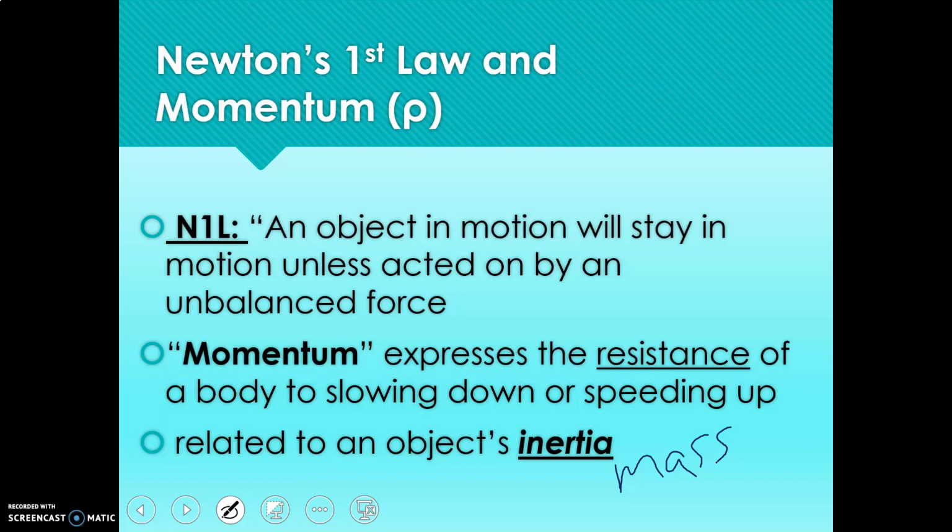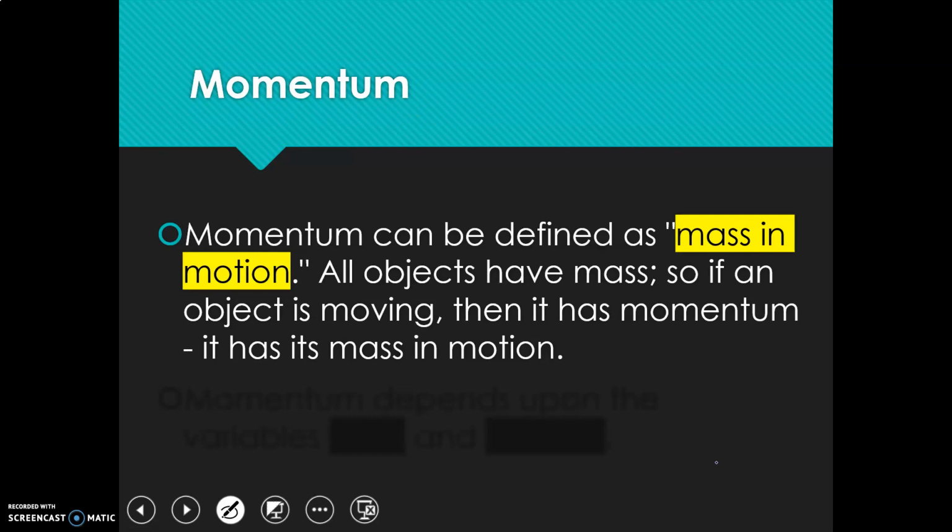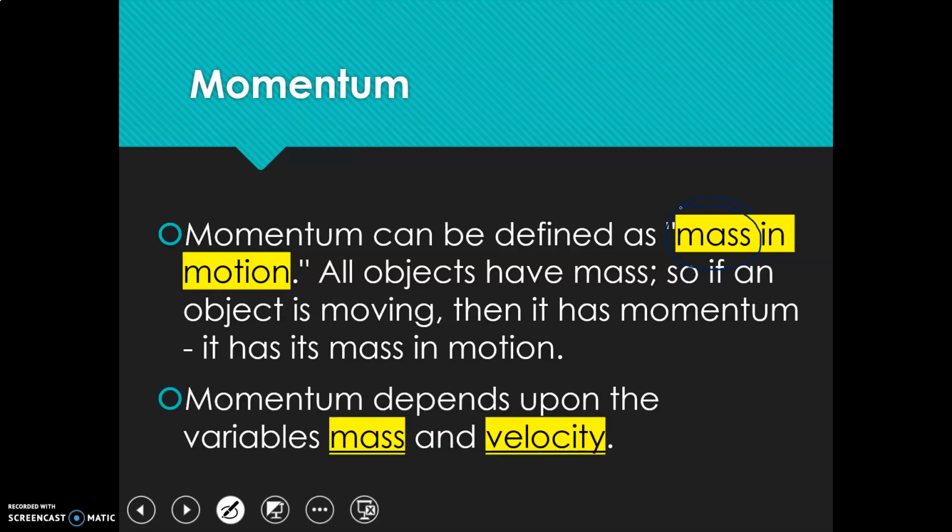Momentum's the same. Momentum can be defined as mass in motion. So we have some sort of mass, some sort of body, some sort of object, and it's in motion, it's moving. It may be moving slowly, at an average speed, or very quickly, but in some way, shape, or form, it is moving. All objects have mass, so if an object is moving, then it has momentum. So it has its mass in motion. Momentum depends on the variables mass and velocity: mass, because all objects have mass, and velocity, because we are talking about objects in motion.